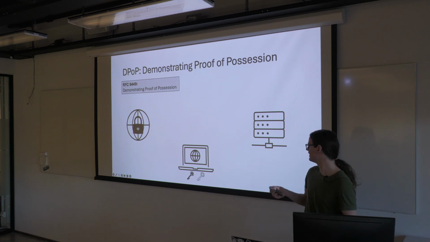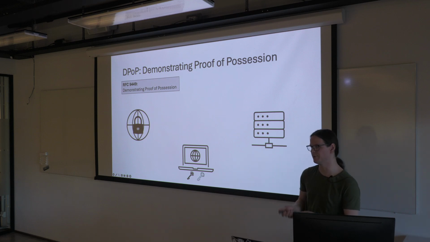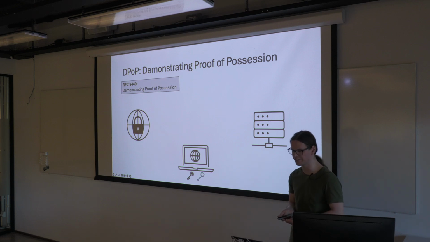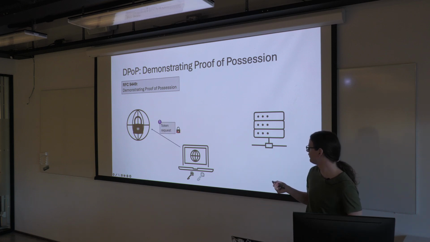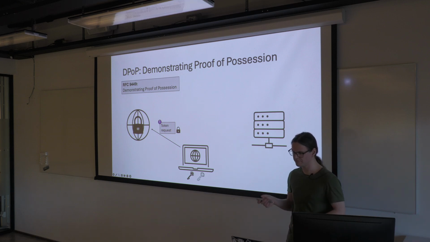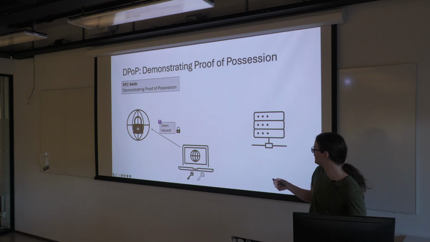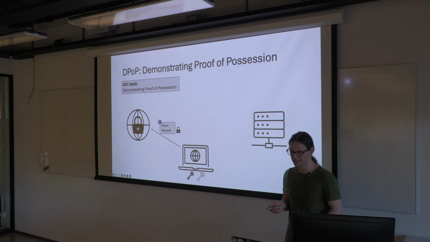So the client now has a private and public key pair, and when it requests the token, it creates a DPoP proof. We will look into that afterwards. That is signed with its private key. That DPoP proof is added as part of the token request, and is sent together with the assertion. So it's almost the same request, but we are adding a DPoP proof. We will look at that.